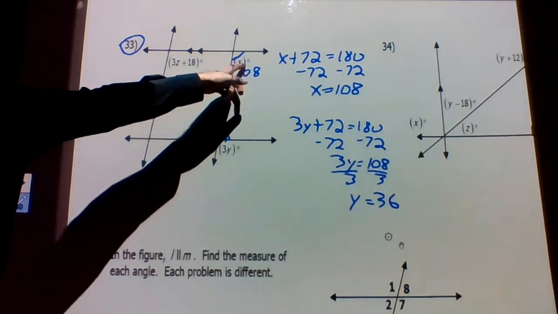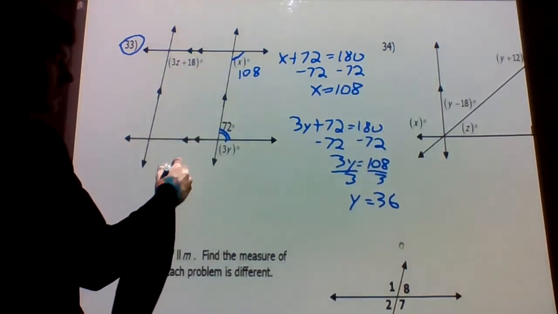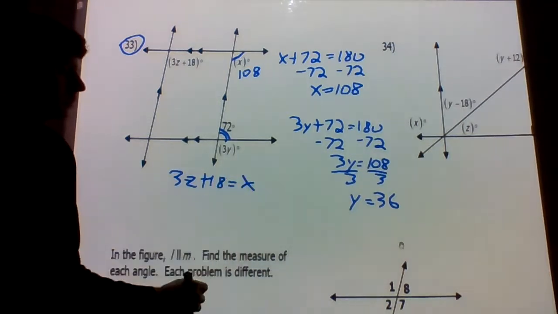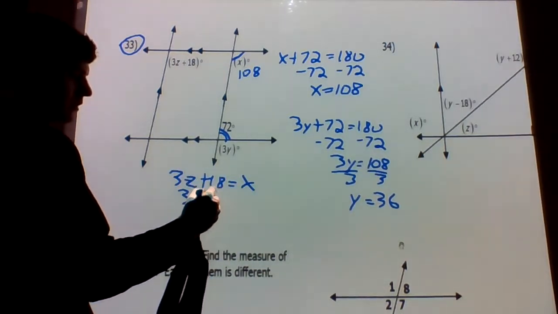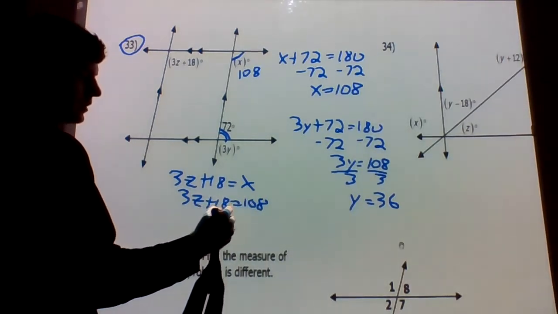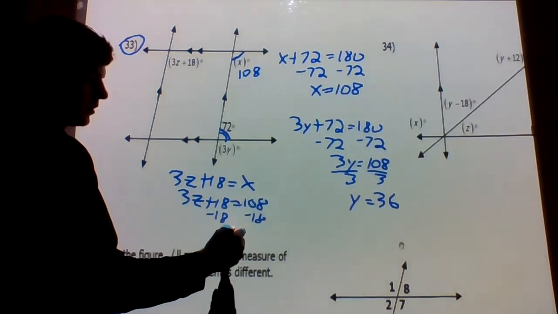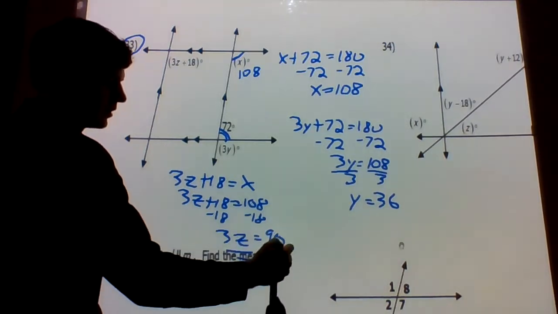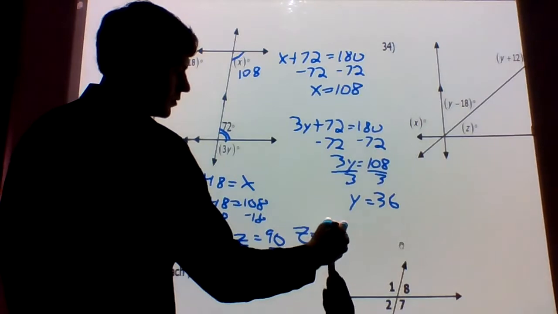Now we need z. So these are corresponding angles. So 3z plus 18 is going to equal x. We know x is equal to 108. So we can subtract 18 and then divide by 3. So that's going to be 90. We divide by 3. Z is going to be equal to 30.